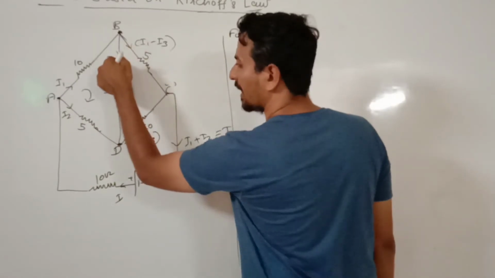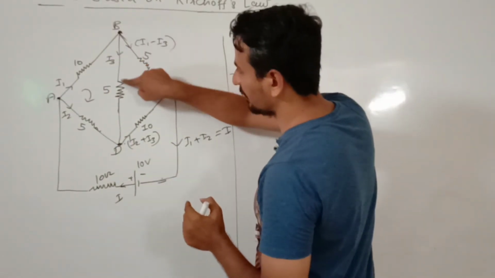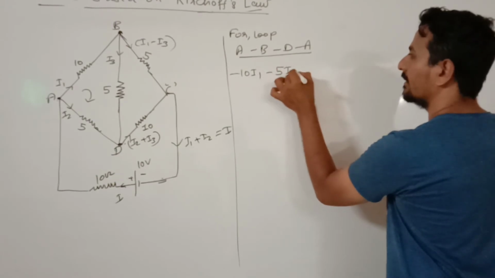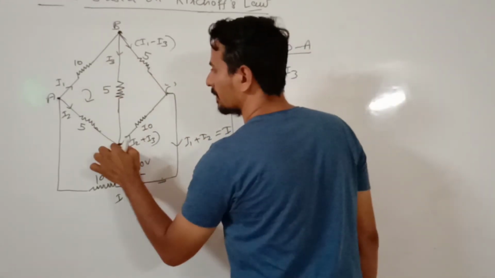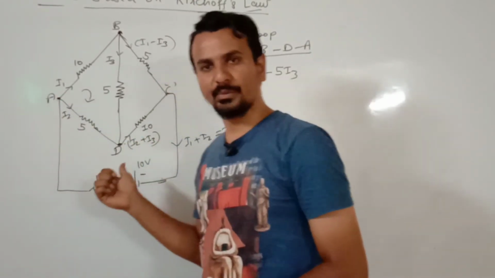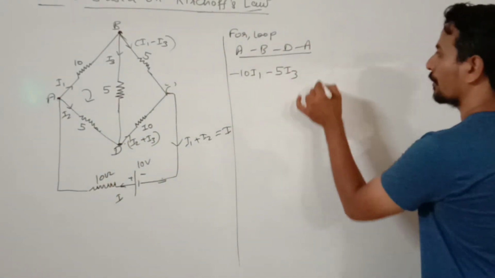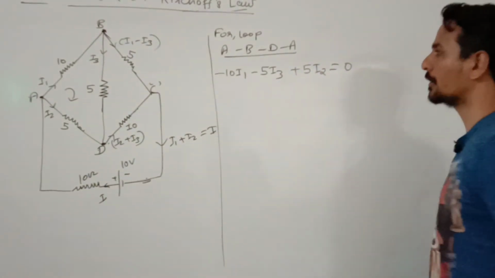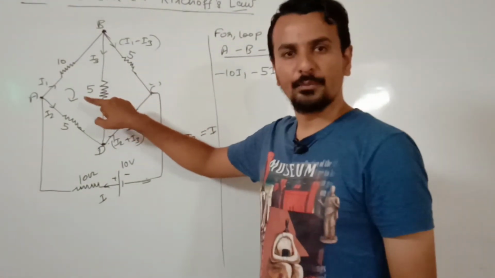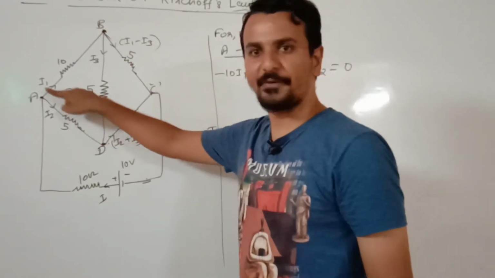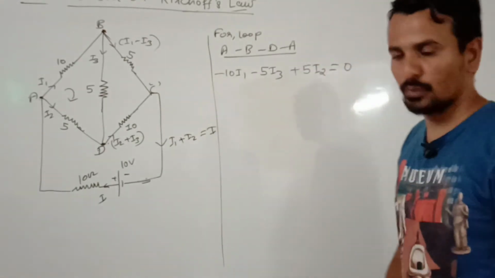We are moving in this direction, and the current is also moving in the same direction, so that is minus 5I3. Now we are moving in this direction, the current is moving in the opposite direction, so the voltage drop will be considered positive. This is your first equation: minus 10I1 minus 5I3 plus 5I2 equals 0.